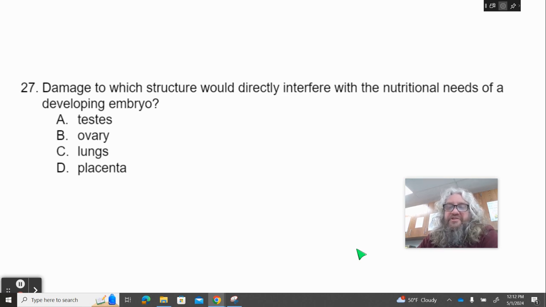Number 27, damage to which structure would directly interfere with the nutritional needs of a developing embryo? Is it A, testes, B, ovary, C, lungs, D, placenta?